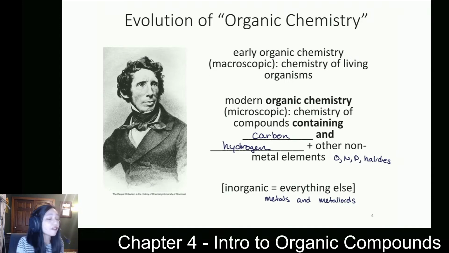So the definition of organic chemistry became more broad and more about the composition of substances. Now the definition of organic chemistry is just compounds that contain mostly carbon and hydrogen. We are carbon-based beings here on Earth. And so carbon and hydrogen is the majority of the elements within organic chemistry, but there are a lot of other nonmetals as well, such as oxygen, nitrogen, phosphorus, and some of the halides. But what all of these have in common is that they are nonmetals. And then inorganic chemistry, the opposite of organic chemistry, is just everything else, so metals and metalloids.